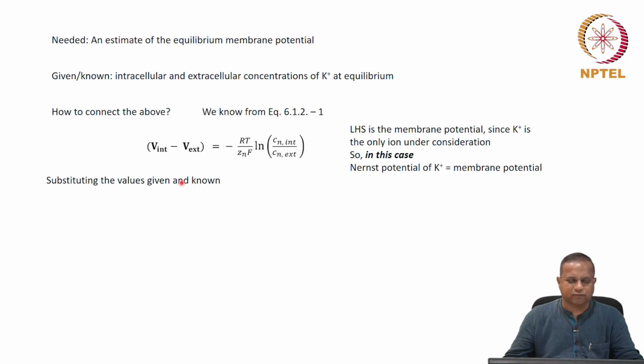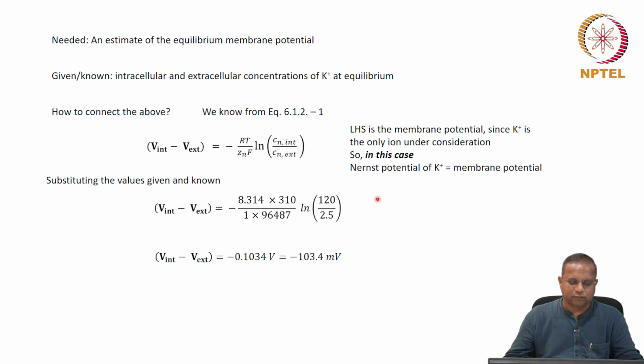And if we substitute the given values, we get intracellular electrical potential minus extracellular potential. R is 8.314. T should be in Kelvin, so 37 degrees C, 310 Kelvin. Zn, potassium has a valency of 1, a charge of 1, so that is 1. F is 96,487. This we have already seen in the previous chapter. Ln of intracellular concentration of potassium is 120 at equilibrium. Extracellular concentration of potassium is 2.5. Both are millimolar, so they will cancel with each other. We don't have to change the units here. 120 by 2.5.